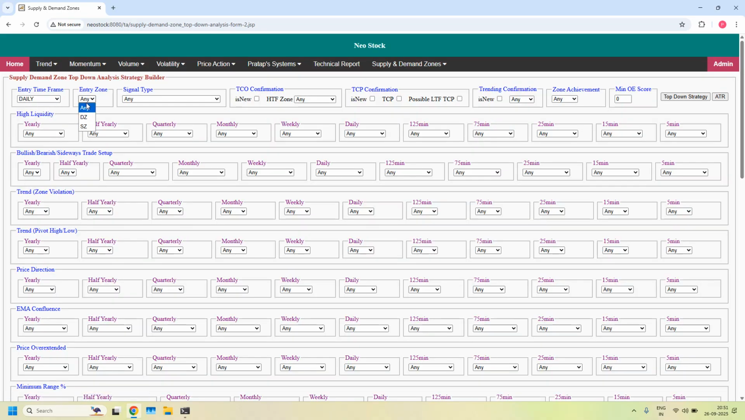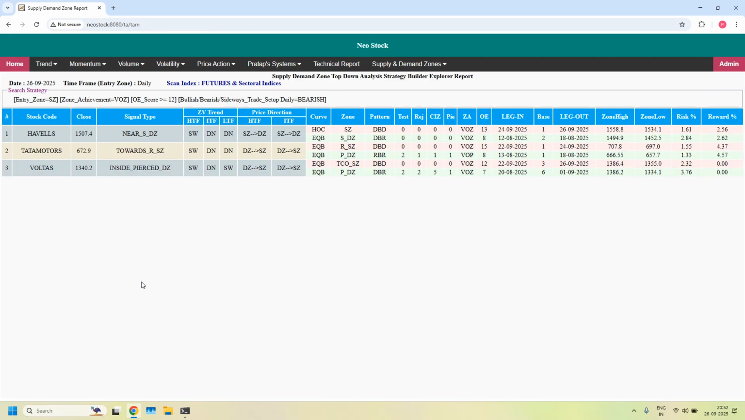Entry time frame daily, entry zone supply zone. Here at bearish at daily time frame, I am selecting bearish. And zone achievement violated opposing zone. Minimum order enhances score 12. Let's filter. We got 3 stocks supporting bearish trade setup for monthly income trade, and entry time frame zones are daily supply zones.